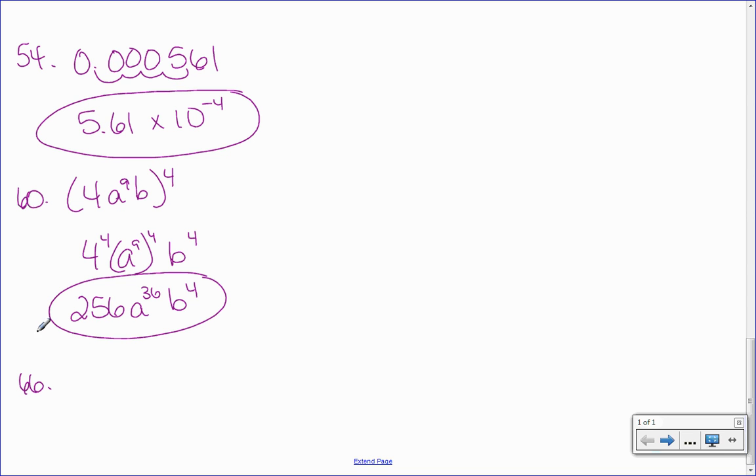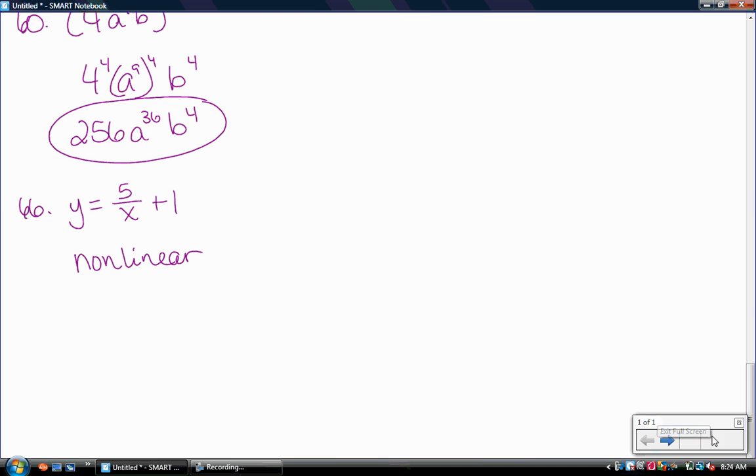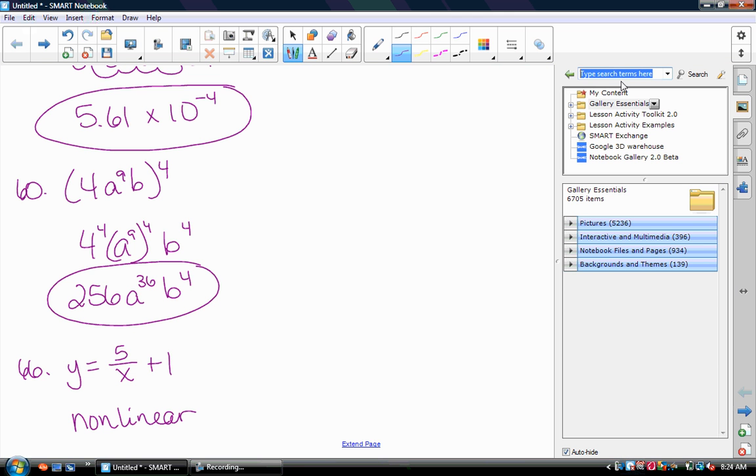Alright, number 66 asks us to determine if y equals 5 over x plus 1 is linear or nonlinear. This is nonlinear. And that is because the x is in the denominator here, so there's no way to rewrite this equation in the form y equals mx plus b. So that's nonlinear. Okay, and for the last two, we need a grid.